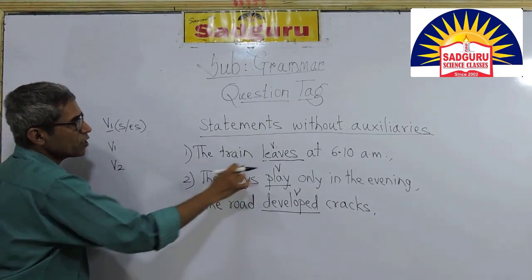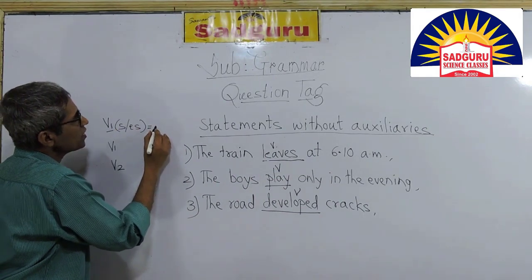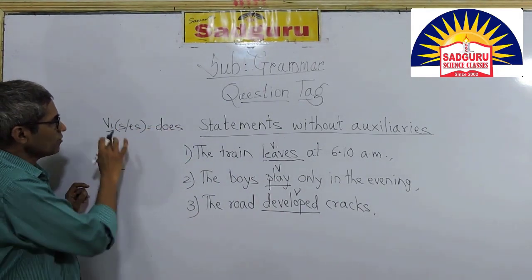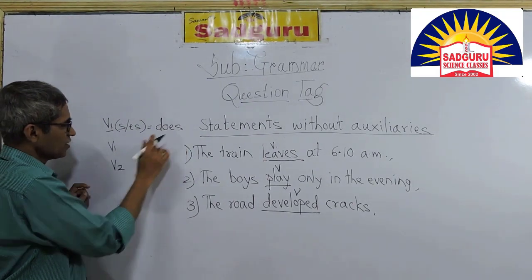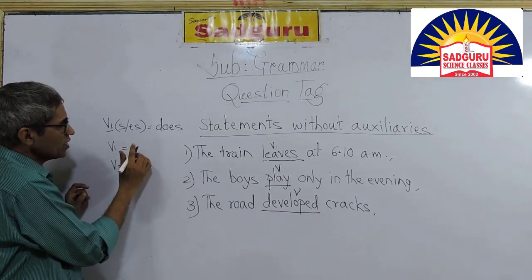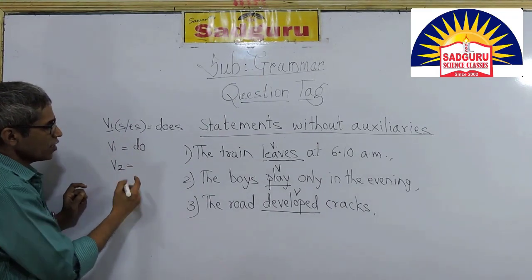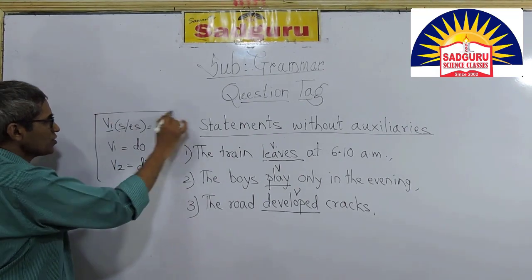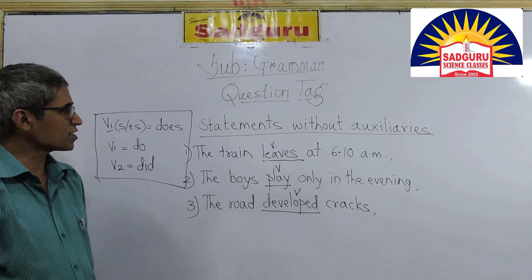When the first form comes in a sentence, instead of it, you have to take does. When first form and S comes or ES comes, then take does. When first form comes without S or ES, then you have to take do. And when the second form comes, you have to take did. So let's use this and make question tags of these sentences.